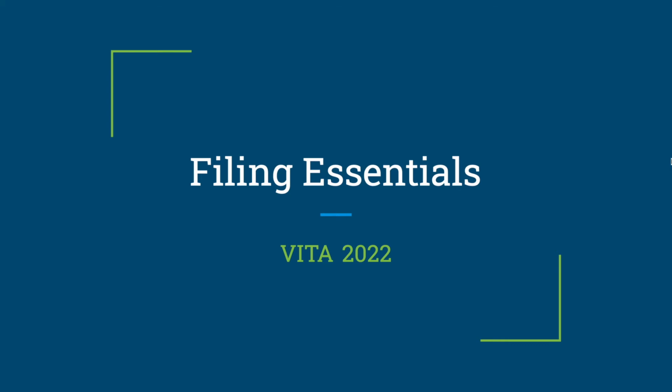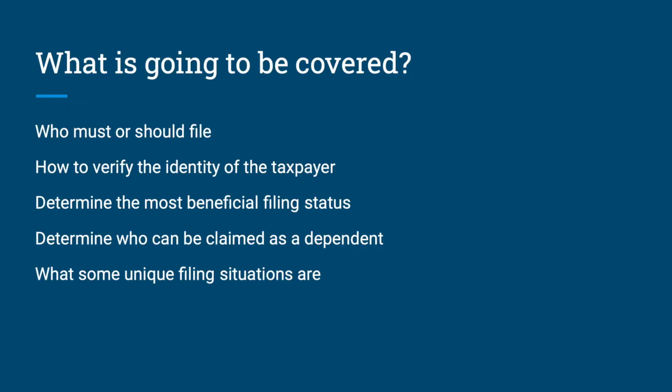So in this video, we're going to be covering some of the basics of filing a tax return for an individual. Some of the key topics that are going to be covered today are who must or should file, because those can be different things. What do we need to do to verify the identity of a taxpayer? How do we determine the most beneficial filing status for a taxpayer? And how do we determine who can be claimed as a dependent? And we're going to take a look at what some unique filing situations are.